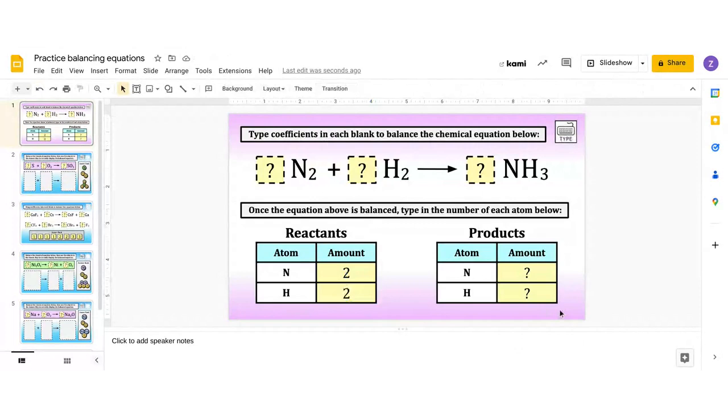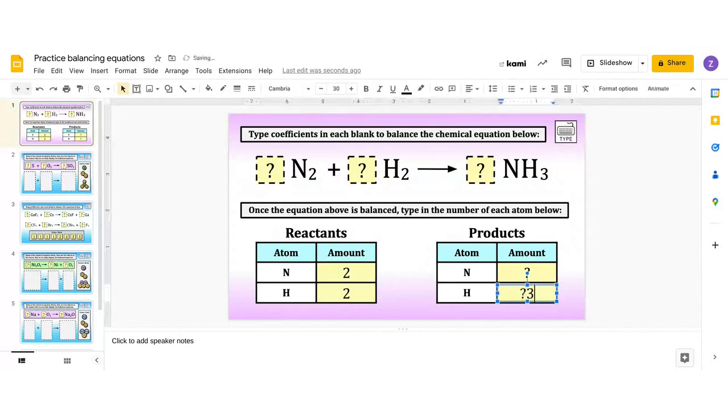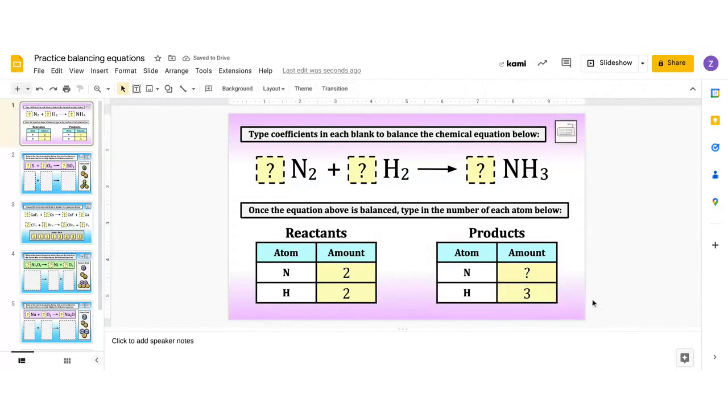Now, how many on the product side? How many H do you see there? Three. Yep, so put three by the H's. Okay. And then how many N's? So there is no little subscript, so that's going to make it one. So you can put one in there.